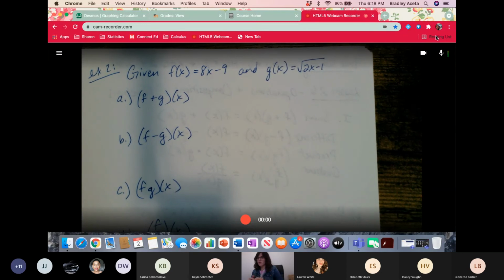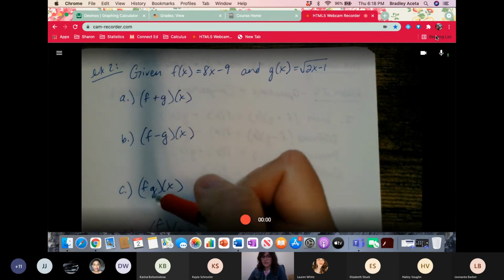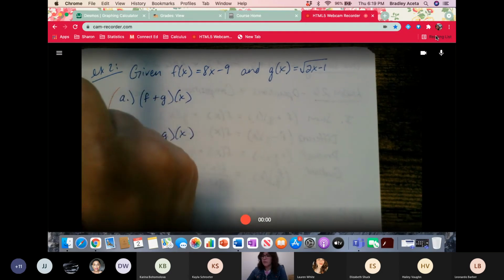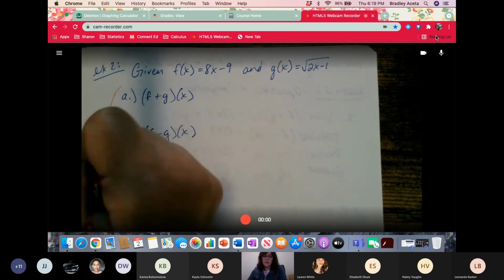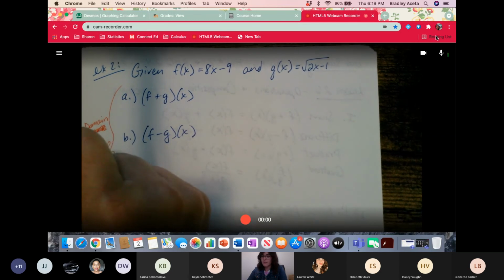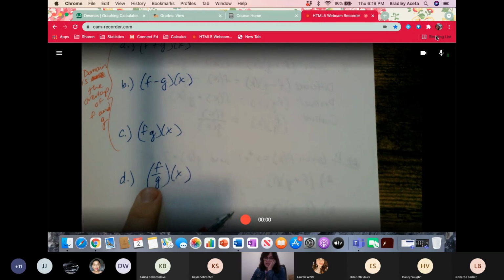So I want to kind of talk to you about the domain of these first, okay? First things first, for these, the plus, the minus, and the multiplication, it's the overlap. The domain is the overlap of f and g. And I'll show you what that means in a minute, okay? But when you have a fraction, your domain is the overlap, but it's also where the bottom can't be 0. Because remember, when you have a fraction, you can't have that bottom, that g of x, being 0. So your domain is the overlap and where the bottom can't be 0.